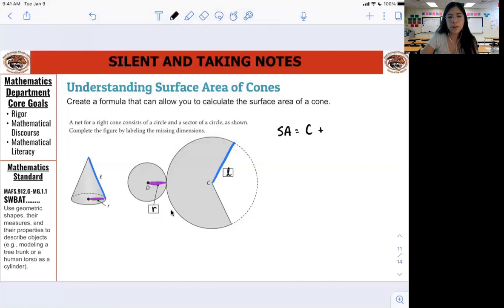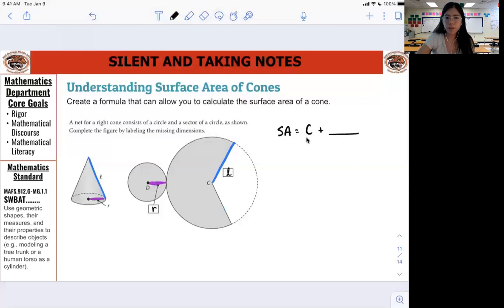Now, what's going on here? I have almost a full circle, right? It's not the whole circle, but it's part of a circle. So one way to talk about that is, I like to call it a Pac-Man, but it's part of a circle. So it's going to be a fraction of the whole circle. I can't really fill that in yet because I don't know what the fraction is yet. We have to figure that out.